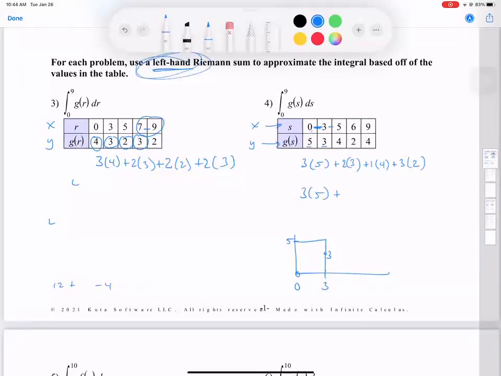Between 3 and 5, the base value is 2. And the y value, am I going to choose 3 or 4? We want to choose the left one. That's going to be 3. And we're adding all these rectangles up. We're building some Legos here. Between 5 and 6, we know the base is 1, and the left value is going to be 4. So 1 and 4. And the next one is between 6 and 7. Our base is 3, and we're going to choose 2. Okay? Okay, got it. Good.